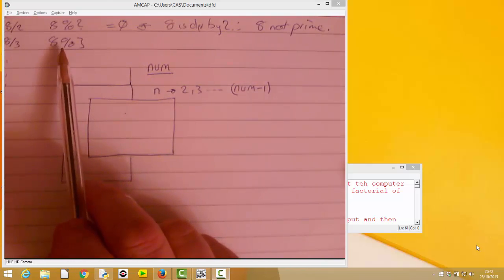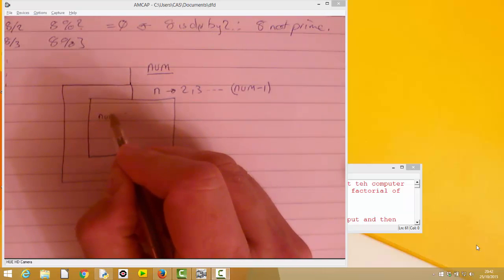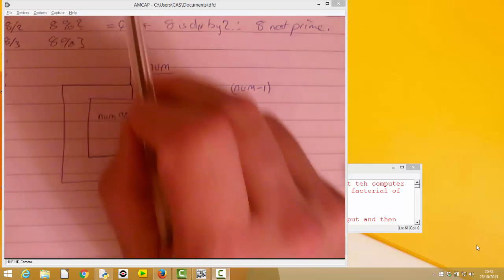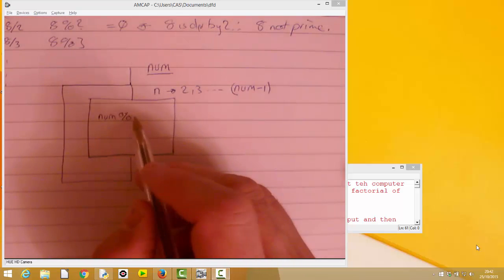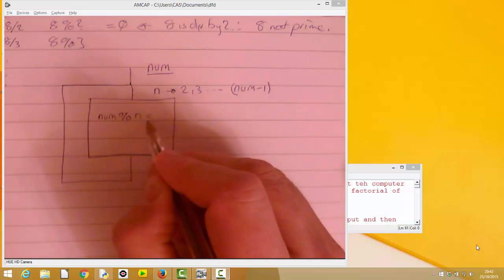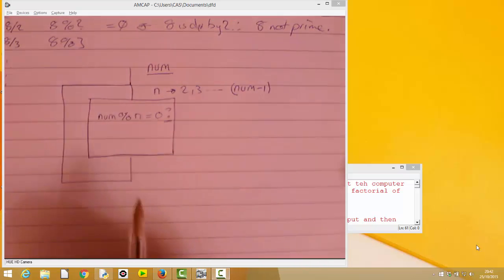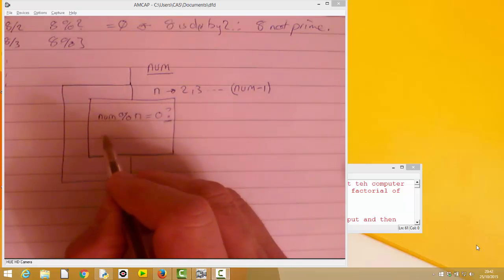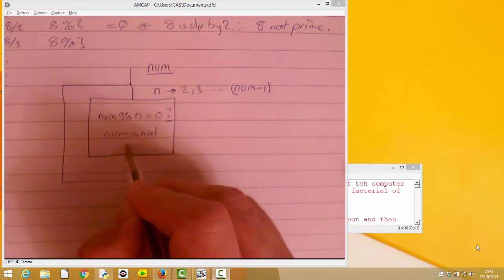I'm going to be testing to see if the number I'm checking, the variable num, mod my loop counter, 2, 3, 4, 5, 6, and so on. So that's my loop counter n, is equal to 0. I'm going to be doing a test on that. And if the answer to this is true, i.e. it is 0, I know that num is not a prime.